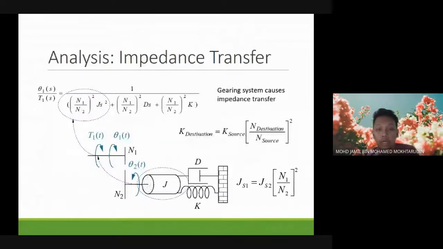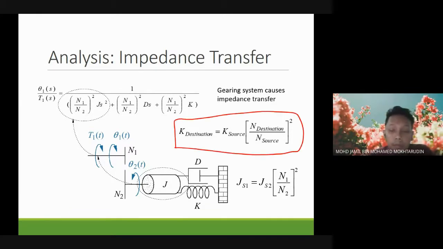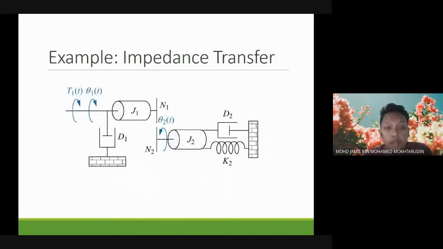Okay, so maybe a bit confused. Let's look at an example of how to perform impedance transfer using this concept here. Okay, so this is another example. Now we have both sides of the gears.